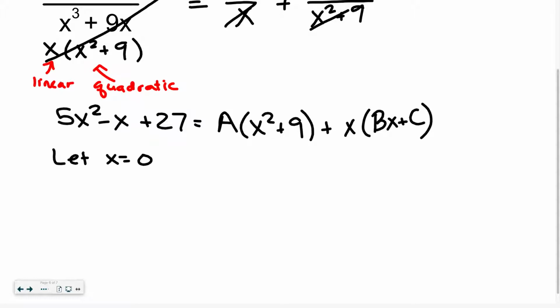If I plug that in on the left, I get 27. If I plug that on the right, I get 8 times 9. And then I have a 0 times essentially c, because b times 0 is 0 plus c. But either way, this whole thing is getting multiplied by 0, so it's not there. Therefore, a is 3.